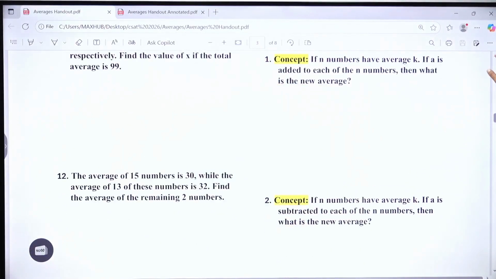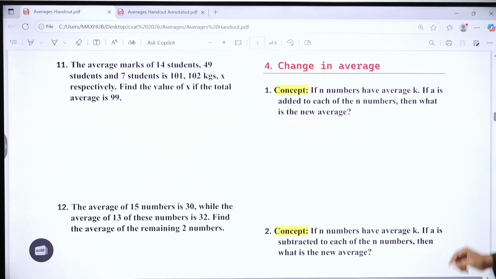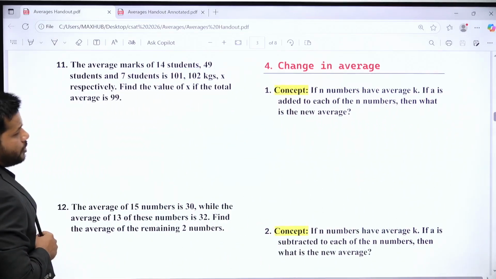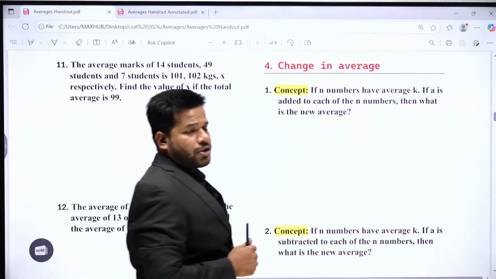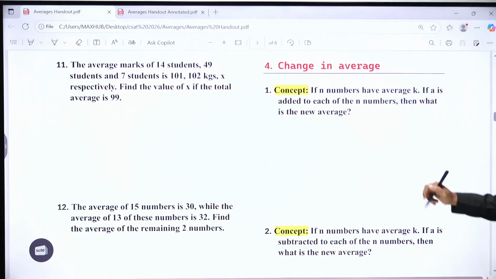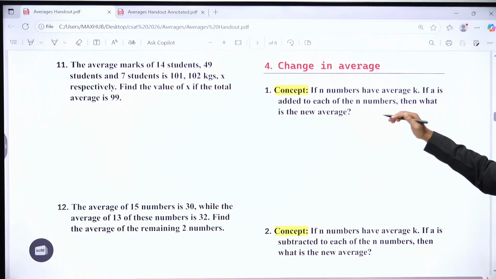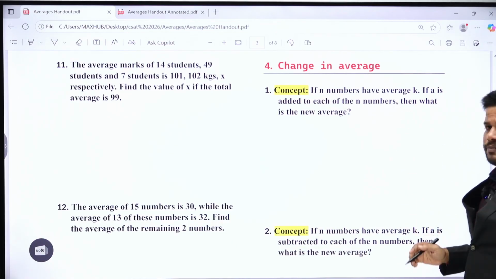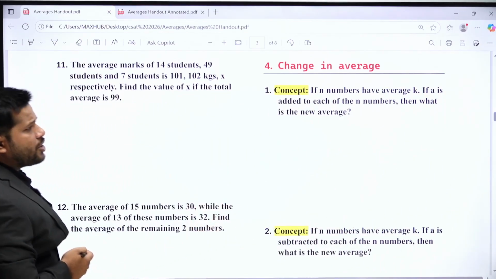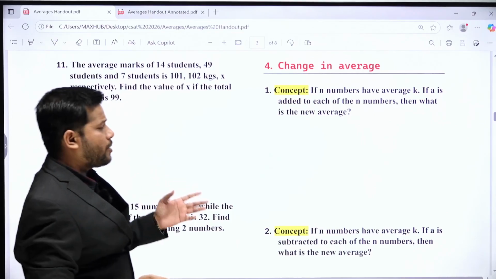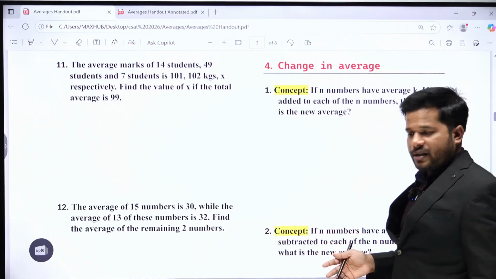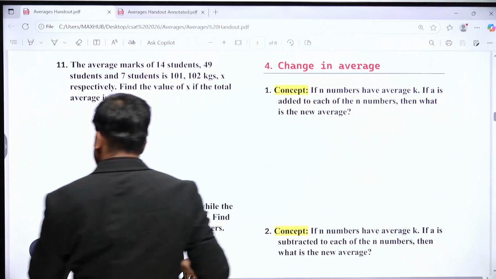Now one more concept here, that is change in the average concept. Let us understand the change in the average concept. In the change in the average concept part, it says that if n numbers have average k, if a is added to each of the n numbers, then what is the new average? यहाँ पे कुछ numbers में addition होगा और फिर कुछ changes आएंगे. Let us observe what are the changes.